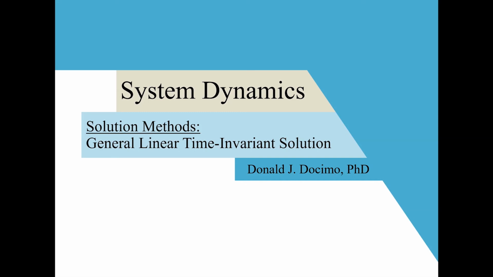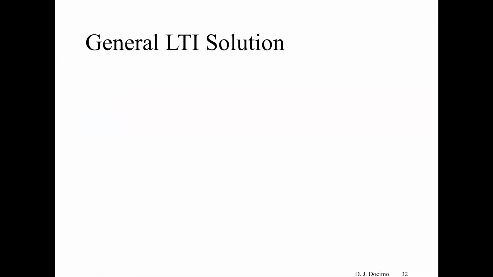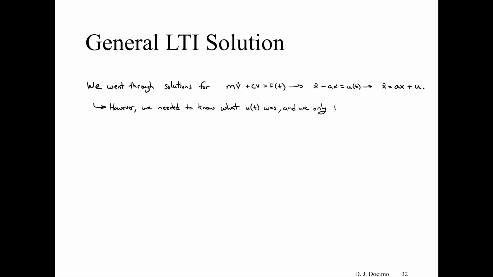All right, so this video is going to go over the general linear time invariant solution. So we went through solutions for m v dot plus c v is equal to f. We could figure out if we transform this into a state space model by replacing v's with our x's and our f with u. We can figure out what the state space model looks like and solve for that.